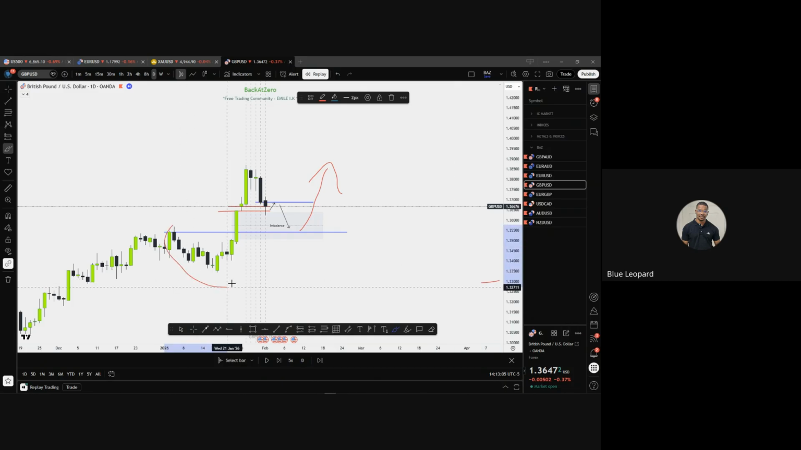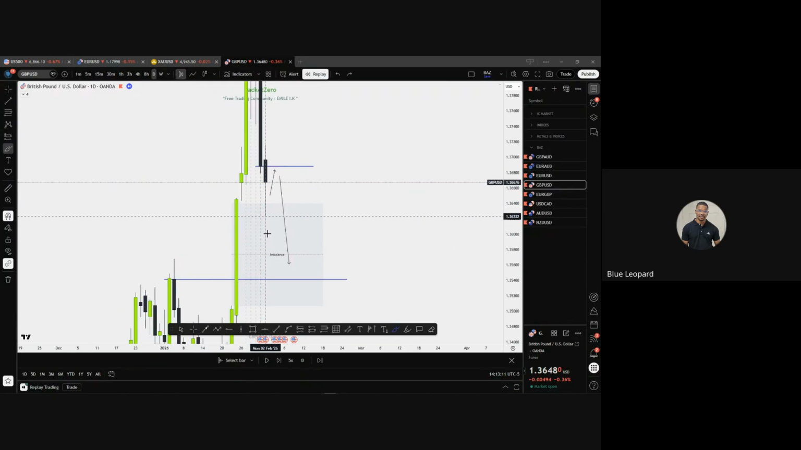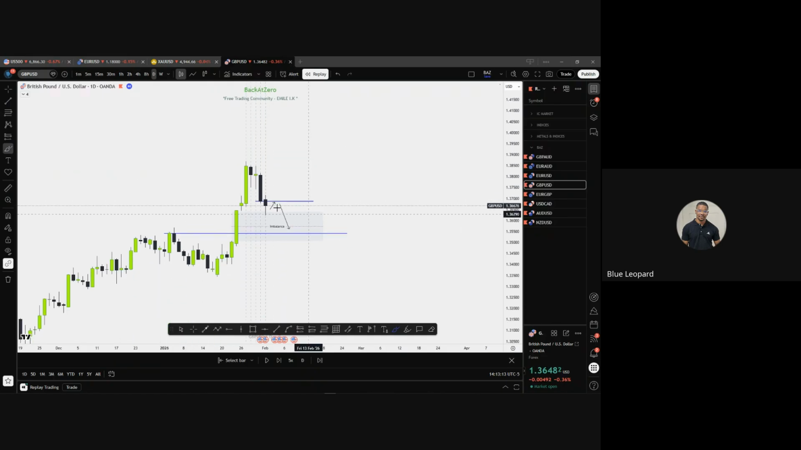Also, after breaking this, we know this is an expansion. And what do we have after an expansion? We have a consolidation. But before we have that, I know price would come up before we drop. And this is exactly what we had.